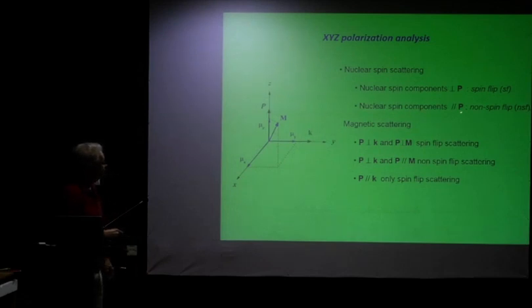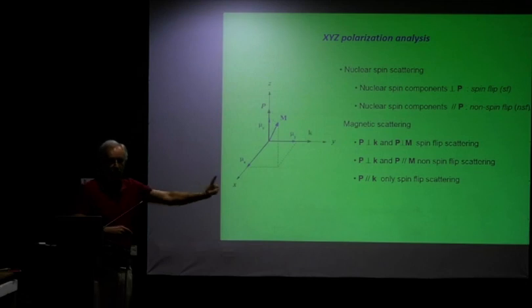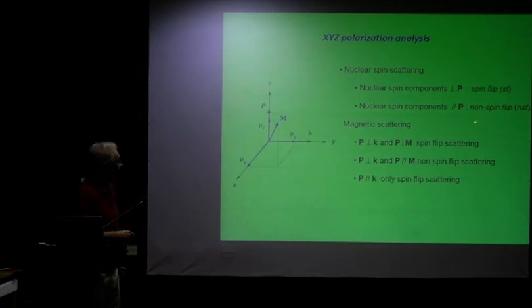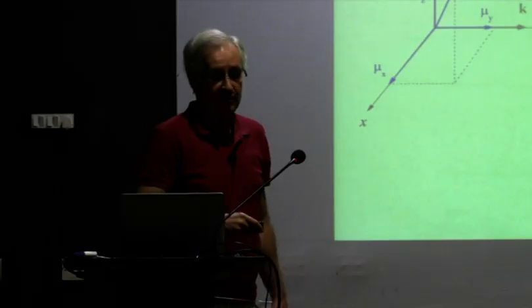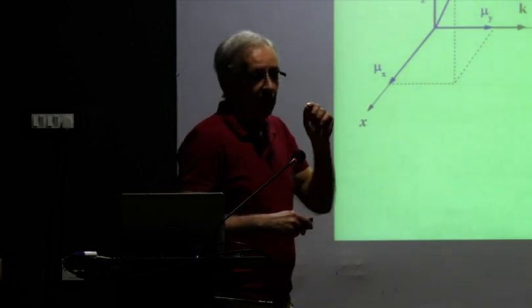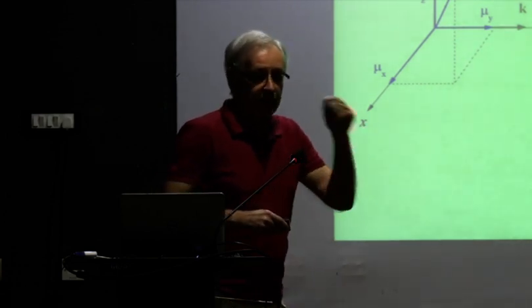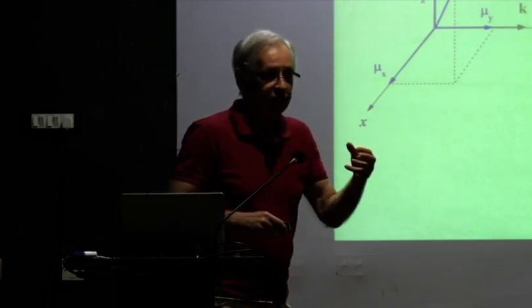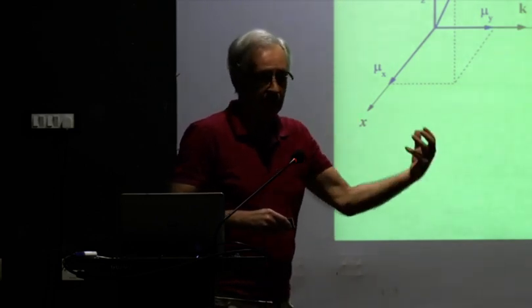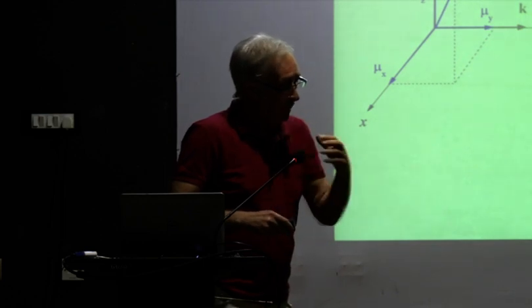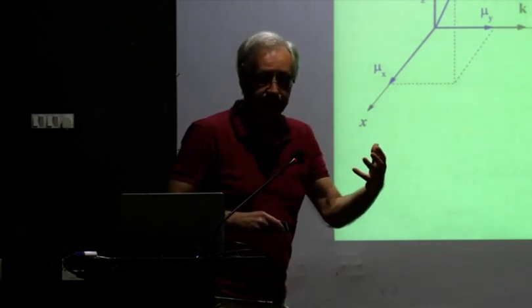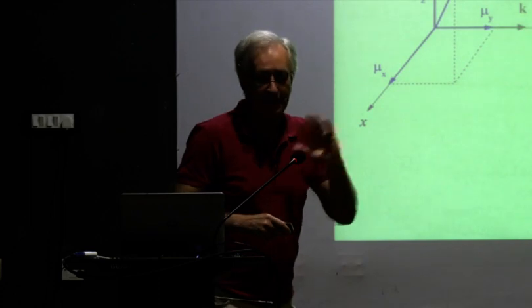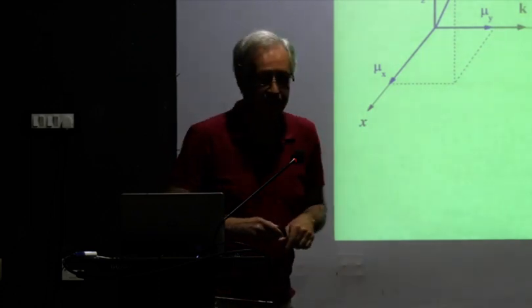If the spin components are parallel to P, this one, mu z is parallel to P, so that just goes along, and that is non-spin flip scattering. Spin flip scattering only comes from magnetism when it has to come. Coherent scattering, that is scattering from the structure, is always non-spin flip. That we can put aside for the moment.